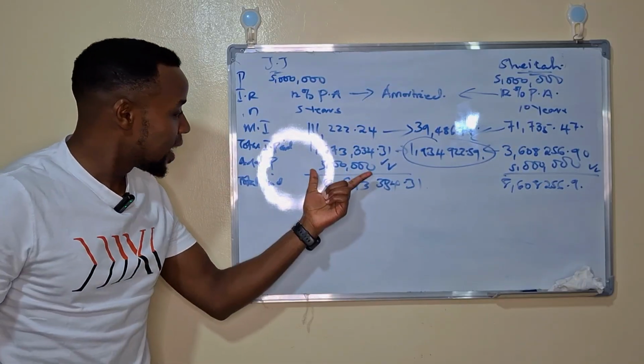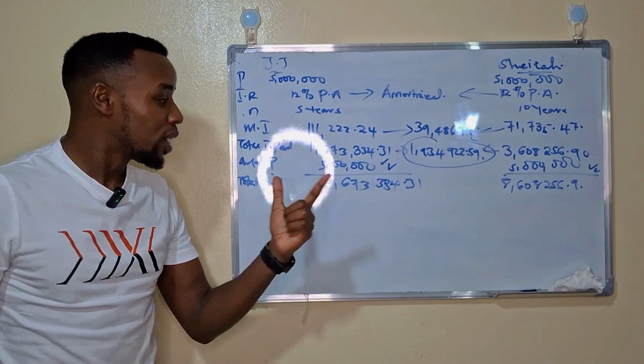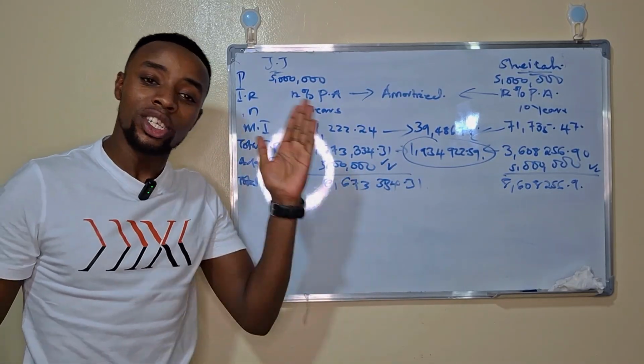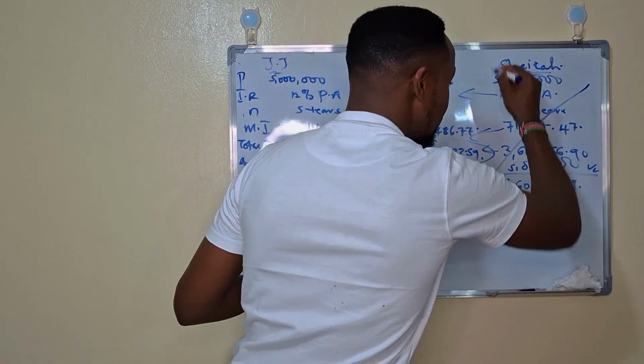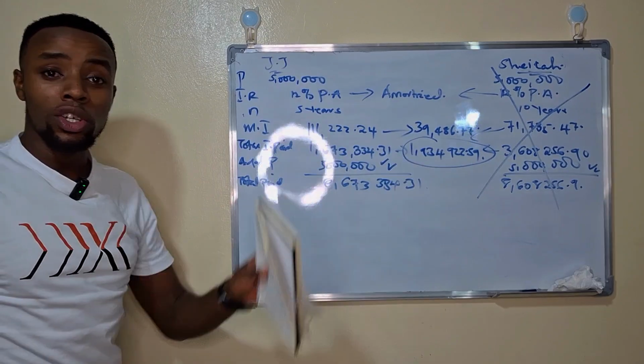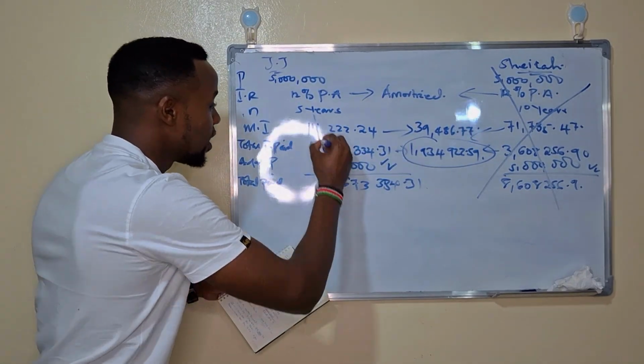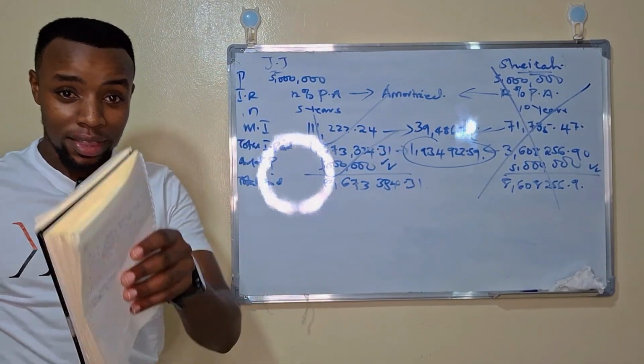Number one, you pay less interest. Number two, you get a chance to borrow again within the shortest time period. Avoid this one. Shayla, I'm not going to go with you, but I'm going to go with JJ. Think about that.